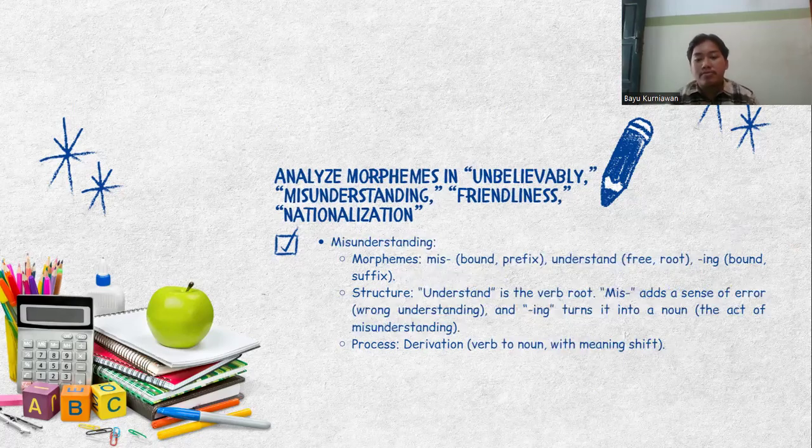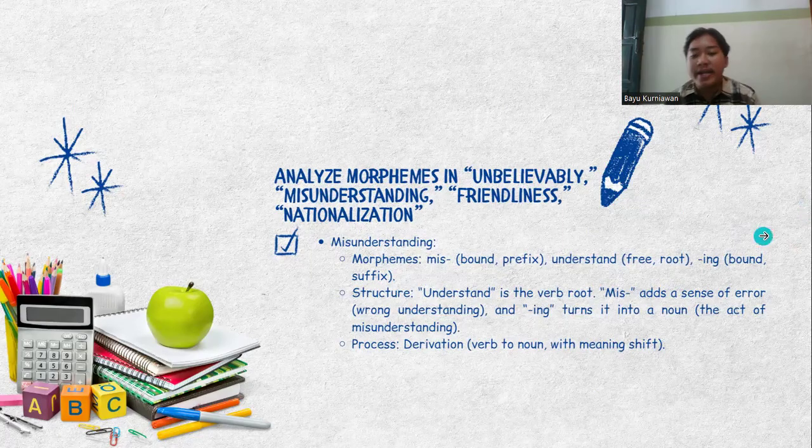Misunderstanding. Morphemes: mis, bound prefix; understand, free root; ing, bound suffix. And the structure is: understand is the verb root. Mis adds a sense of error, like wrong understanding, and ing turns it into a noun, the act of misunderstanding. Process is derivation, verb to noun with meaning shift.